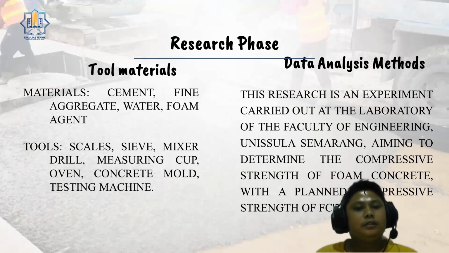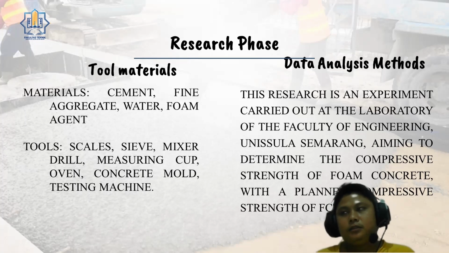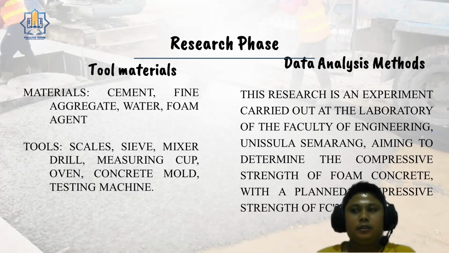What are the materials and tools? The materials for this are cement, fine aggregate, and water. Fine aggregate is sand. The tools are scale, sieve, measuring cup, drill, oven, concrete mold, testing equipment, and so on. Maybe we cannot go through the tools and materials one by one, but we can use them as base tools and calibration tools.